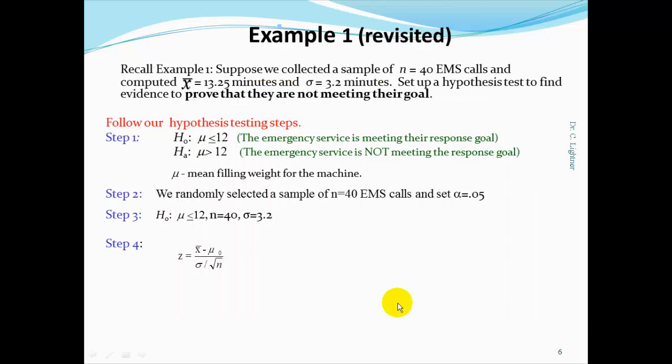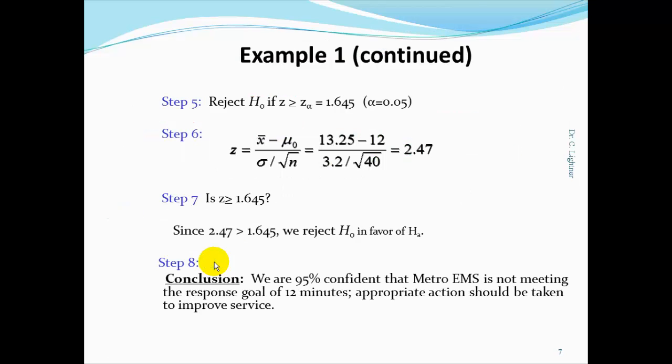In step 4, we simply write down our test statistic, and in step 5, we write down our rejection rule. Here, we should fill in our critical value Z alpha in this rejection rule. Recall our steps for computing this Z alpha value.